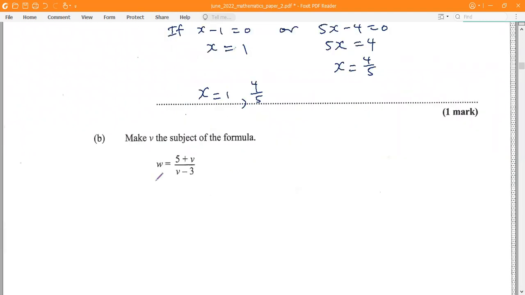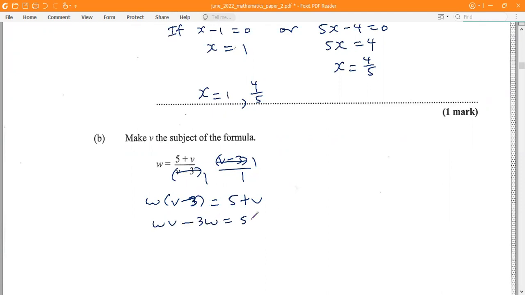Make v the subject of the formula. So let's multiply both sides by v minus 3. W times v minus 3 is equal to 5 plus v. All right, remember when we multiply by v minus 3 over here, we will get canceling taking place. Okay, so let us expand these brackets. W times v is wv. W times 3 is 3w. Equal to 5 plus v.